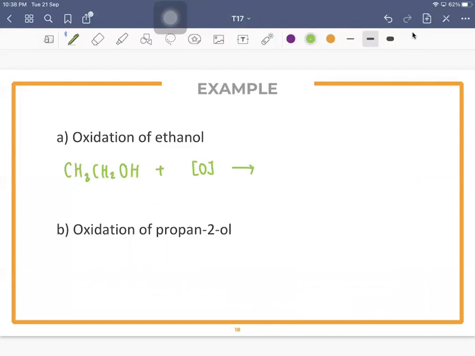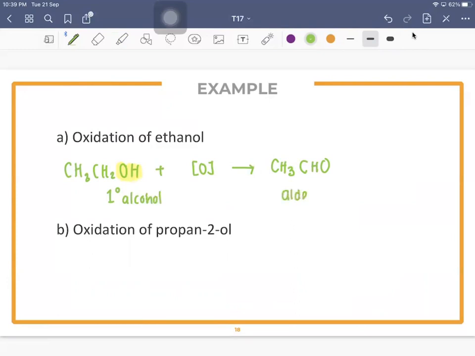Plus oxidizing agent. So that's square bracket O, which represents the oxidizing agent, because during oxidation you gain electrons. Okay, so I want to go from primary alcohol to aldehyde. So just aldehyde, CH3CHO. If you cannot see it, just label this as primary alcohol.